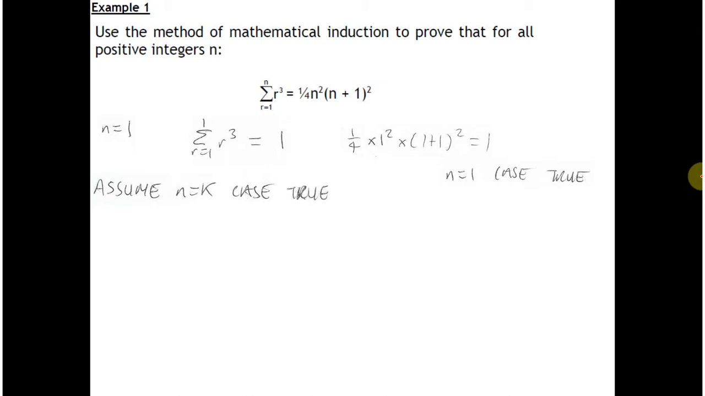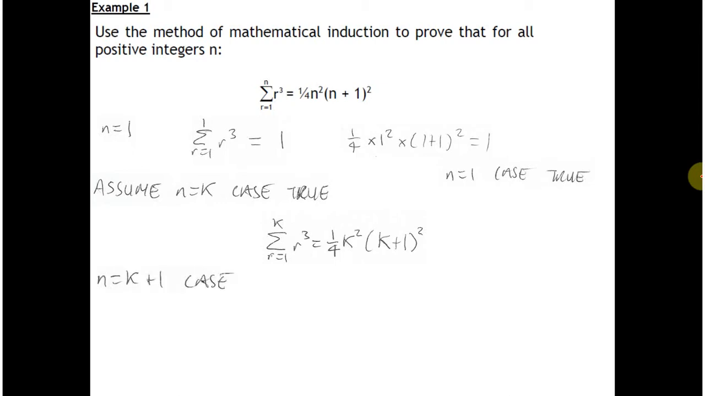Then we assume that the n equals k case is true, i.e. basically the formula with k's filled in is true. So the sum from r equals 1 to k of r cubed equals a quarter k squared times k plus 1 squared. Now we can do this because we know it's true for one particular case, that being n equals 1. So we can assume n equals k case is true because it works if the k is 1.